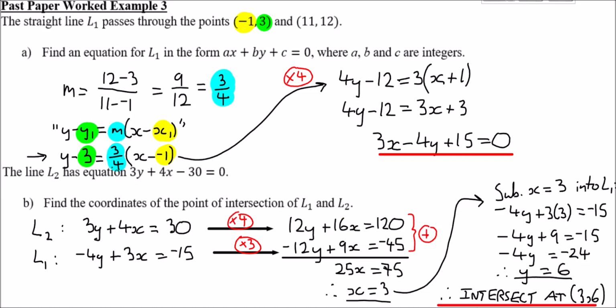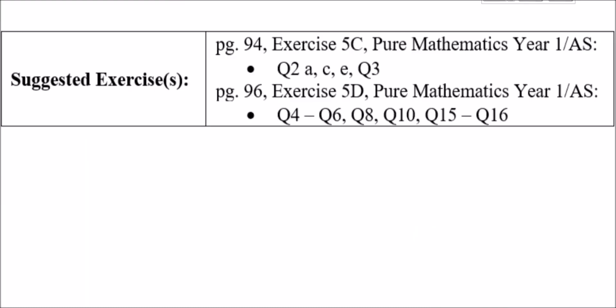The next thing I want you to do is to try some of these yourselves. So in the books, if you can, I'd like you to go to page 94 and try parts of question 2 and question 3 from exercise 5C. Once you've got those sorted, move on a couple of pages to page 96 and try the below questions on 5D. So questions 4, 5 and 6, question 8, jump on to question 10, and then questions 15 and 16. And as ever, use the book to self-assess and see how you're doing at regular intervals.